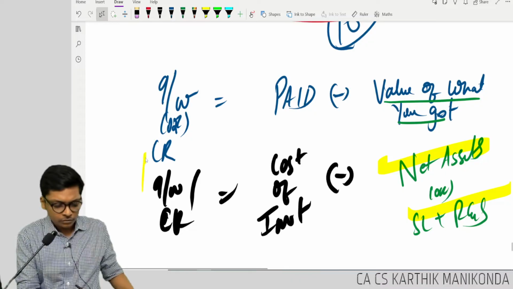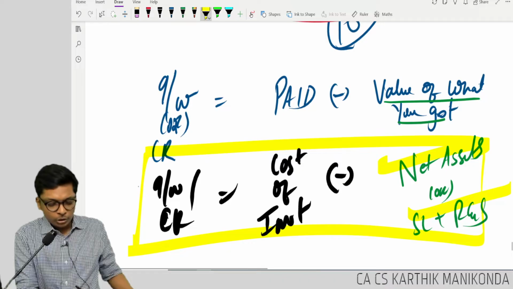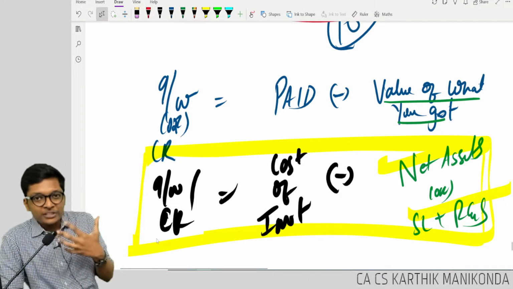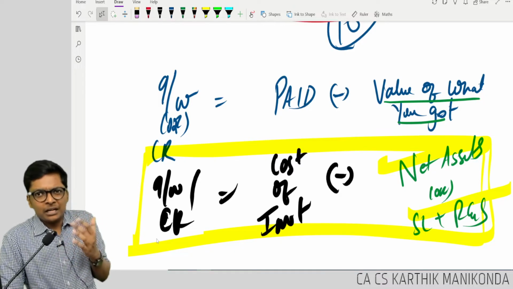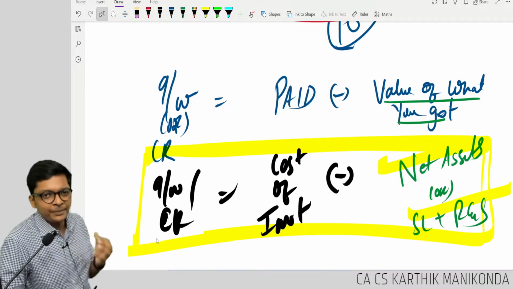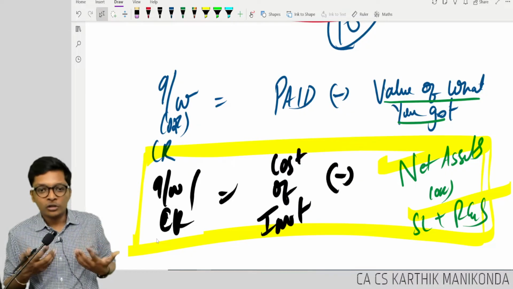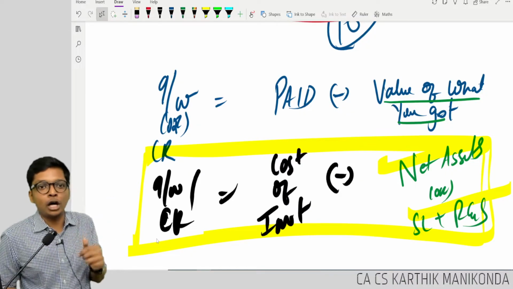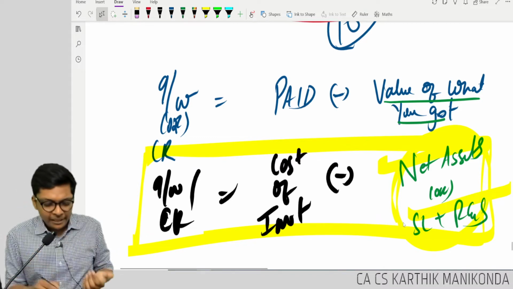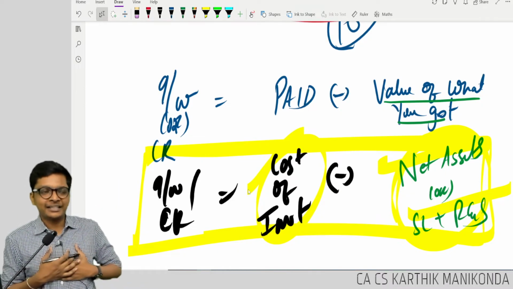Are you understanding this? Hello? This you have to compute in every sum. Do not expect a consolidation question to come without a requirement of computing goodwill or capital reserve. In simple logic, if you paid more than what it is worth, it's goodwill. If you paid less than what it is worth, it's called capital reserve. How to find what it is worth? Net assets. How to find what I paid? Cost of investment. This is the formula in the book. Are you getting it, guys?